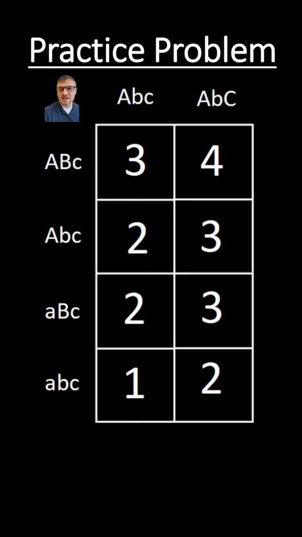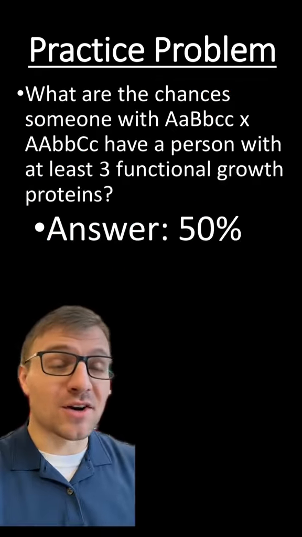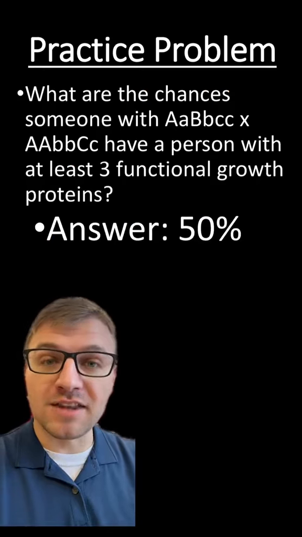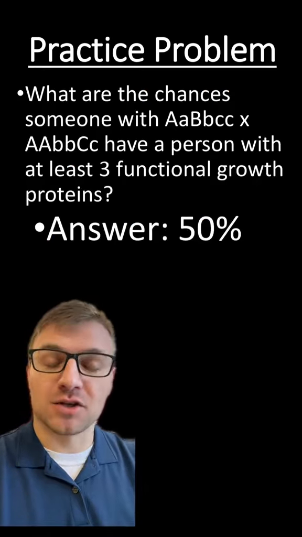We just now have to count the number of boxes that have at least 3 functional growth proteins. And there are 4 of them, which makes our answer 50% because 4 of the 8 boxes had at least 3 functional growth proteins.